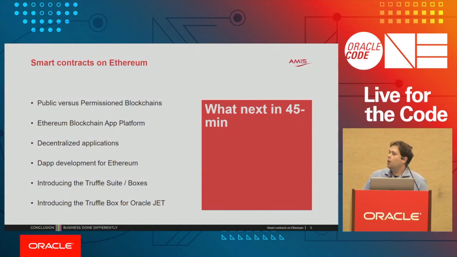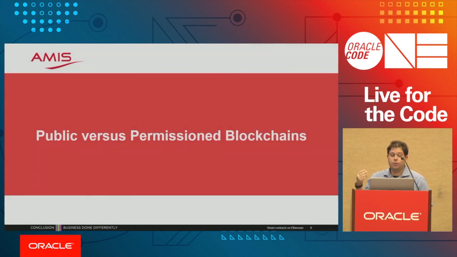Okay, so let's start. First, I'm going to look at public versus permissioned blockchains and what the difference is. Then I will look at Ethereum as a blockchain app platform, and tell you a little bit about decentralized applications and what they are, and then look at how you develop those decentralized applications for Ethereum. I'm going to introduce you to the Truffle Suite and the Truffle Boxes, a framework to easily get started with decentralized applications for Ethereum. And then I will introduce the Truffle Box for Oracle Jet that I made, which is still a work in progress.